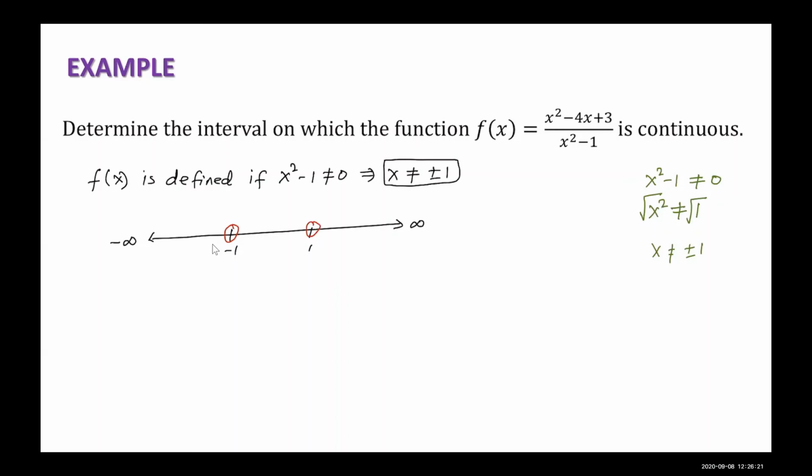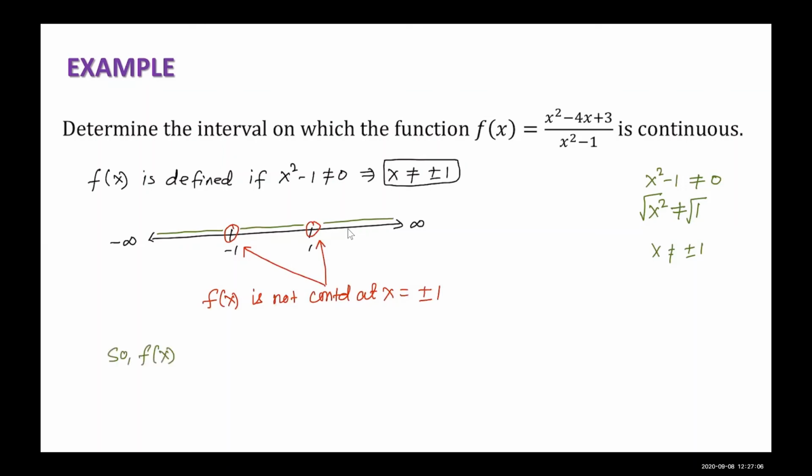So I can write f of x is not continuous at x equal to plus or minus 1. It is not continuous here, and also it is not continuous here. But everywhere else, the function is continuous. The meaning of that is the function is continuous here, in that interval, and also here, in this interval. Our question is to determine the interval on which the function is continuous. The function is continuous in this interval and in this interval.